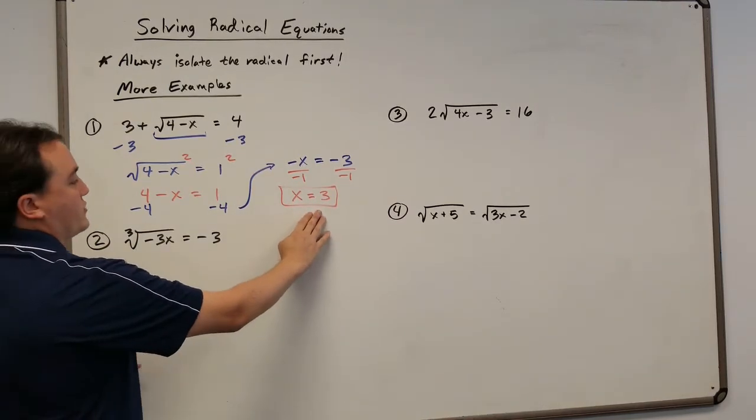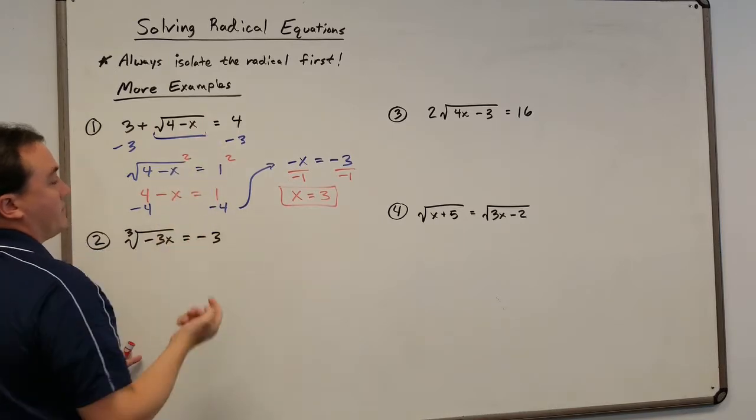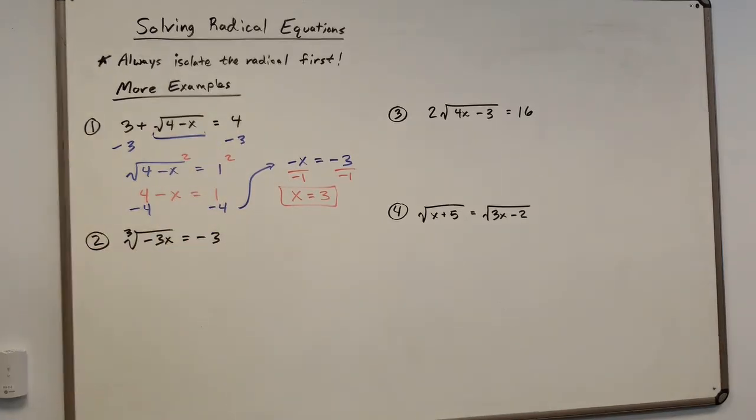Another good thing to do when you're checking it is to make sure the inside doesn't become negative. If the inside is negative, you would have an imaginary answer. We don't do that yet.